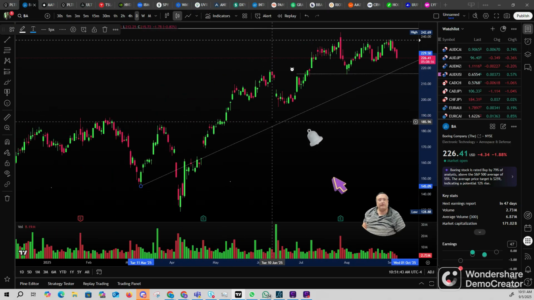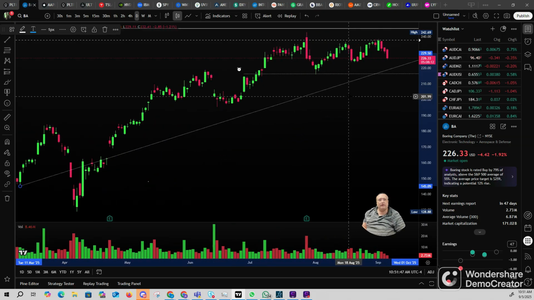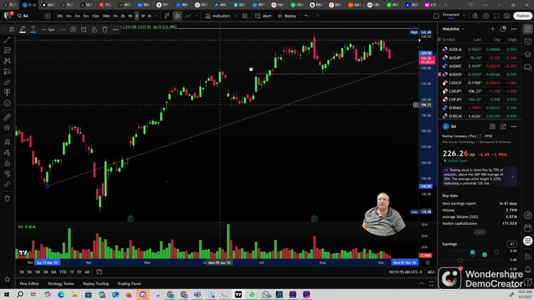If I were to trade it, I would obviously be looking more bullish than bearish, although we are near our resistance level above at 244. So let's take a look, see what happens with it.